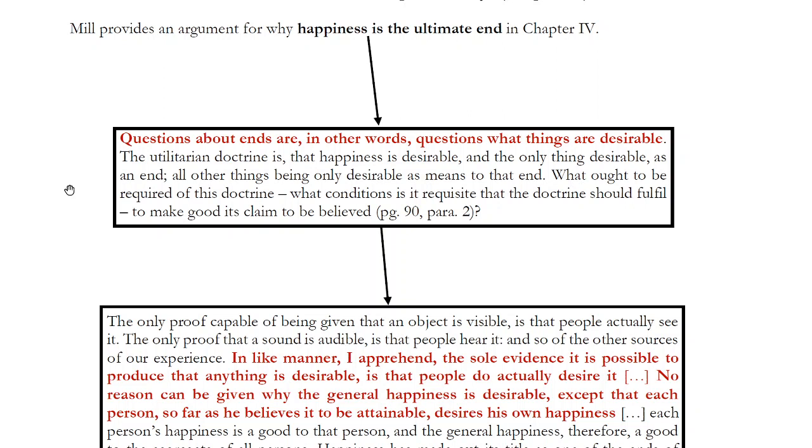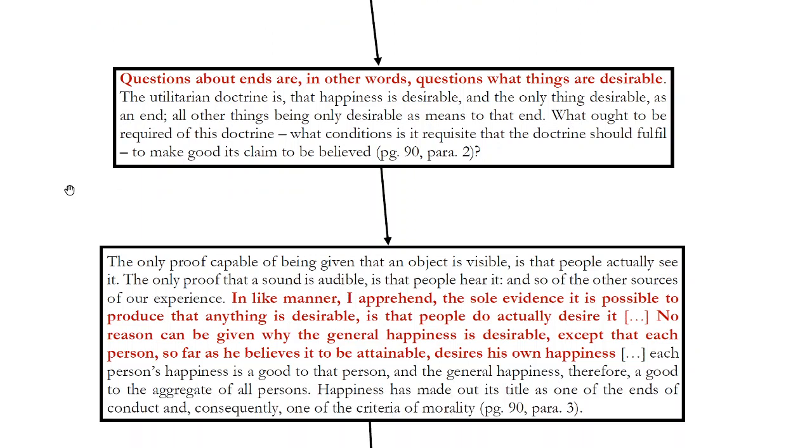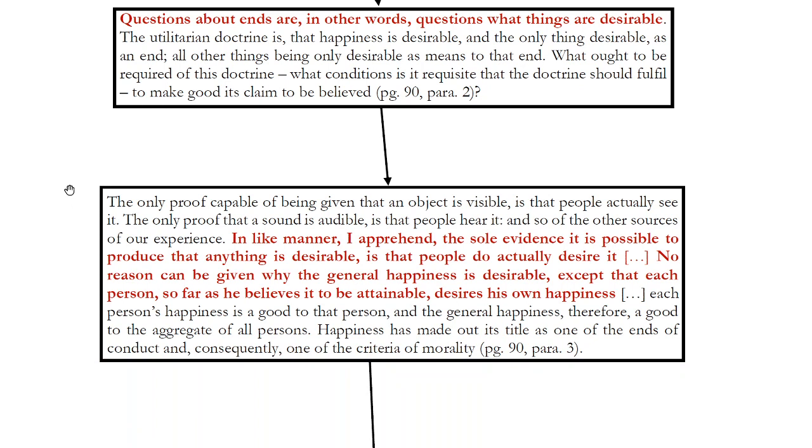Now turn to ethics and we're asking the question, what is desirable? And in the same way, Mill is going to tell us the following. In like manner, I apprehend, the sole evidence it is possible to produce that anything is desirable is that people do actually desire it. No reason can be given why the general happiness is desirable, except that each person, so far as he believes it to be attainable, desires his own happiness.